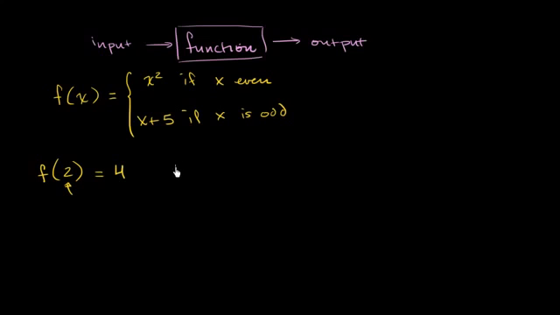Now, what would f of 3 be? Well, once again, everywhere we see this variable, we'll replace it with our input. So f of 3: 3 squared if 3 is even, 3 plus 5 if 3 is odd. Well, 3 is odd, so it's going to be 3 plus 5. It is going to be equal to 8.